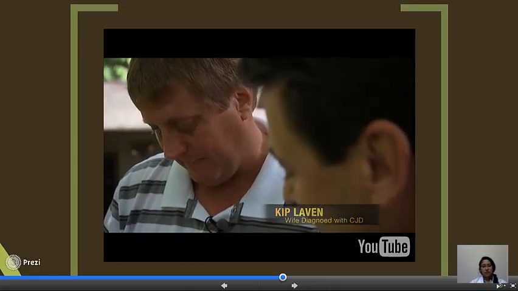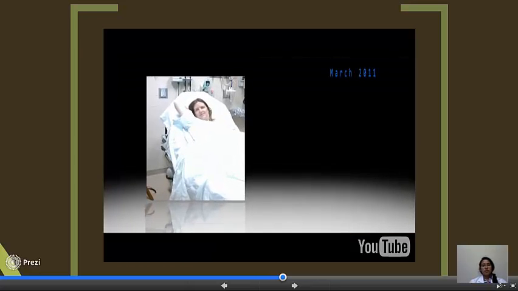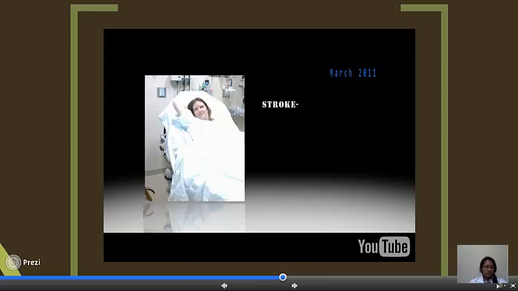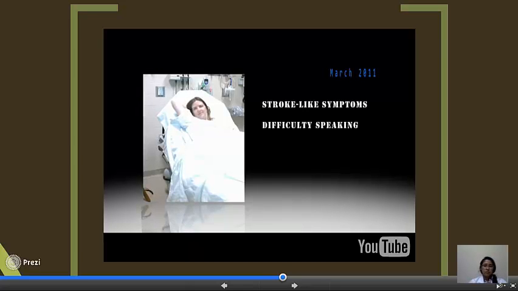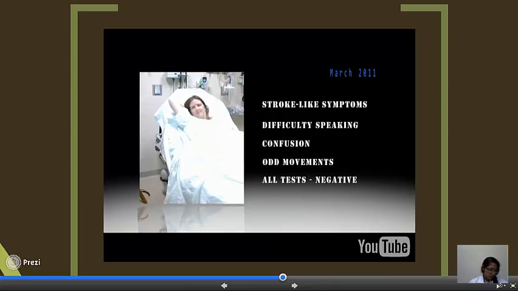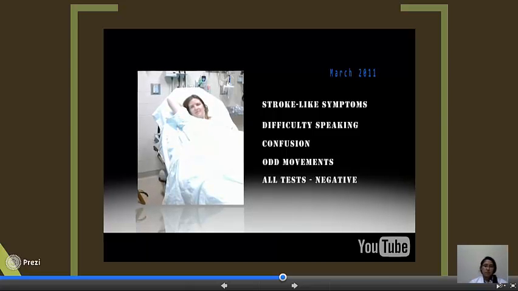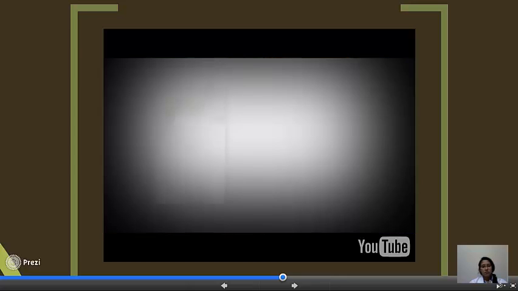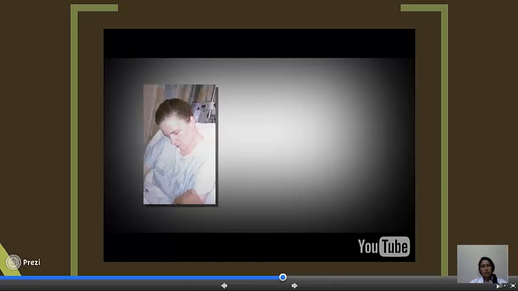In March of 2011, 42-year-old Michelle experienced a sudden onset of stroke-like symptoms: difficulty speaking, confusion, and odd movements. All tests came back negative, and she was sent home. But Michelle was still struggling. You know, everything was not working. She'd put her shirts on backward. Within a few days, Michelle was back in the hospital to stay.